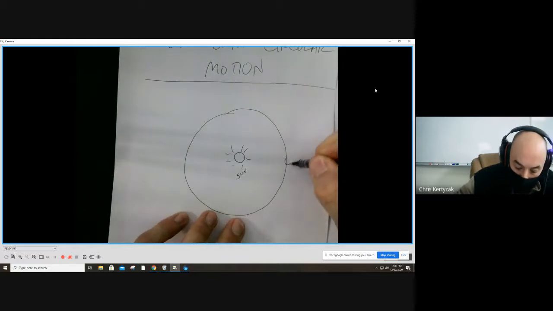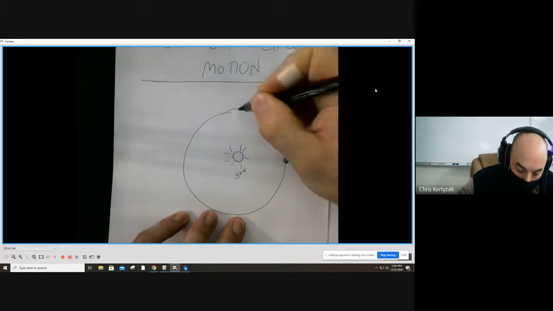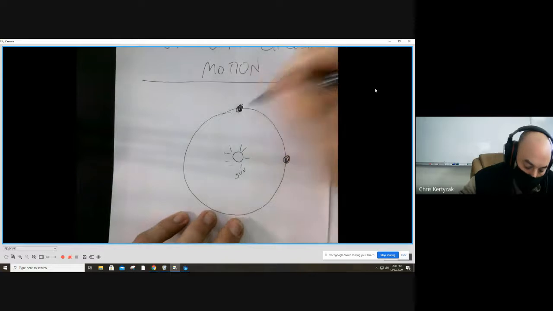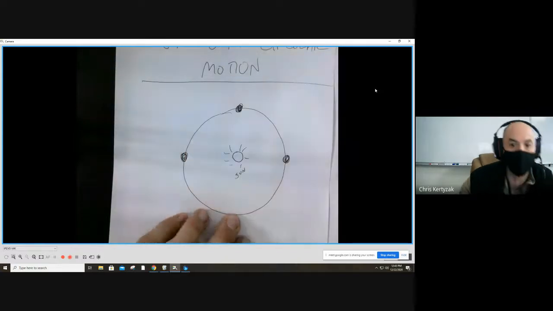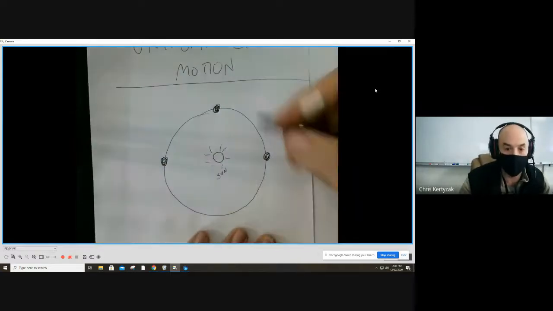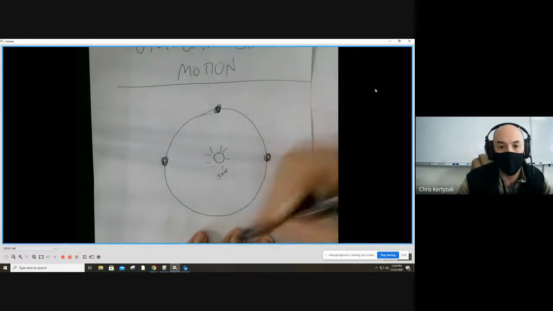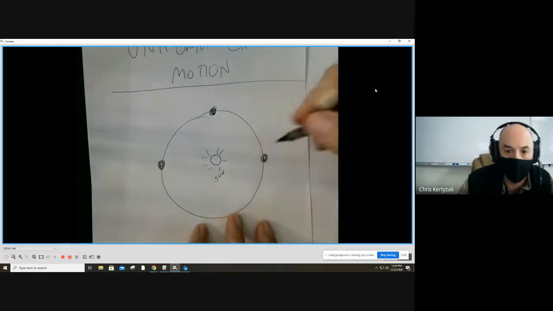So let's imagine this is the Earth, say, at a few locations. Conveniently, they always draw these locations at the cardinal directions, like east, west, not north, south.